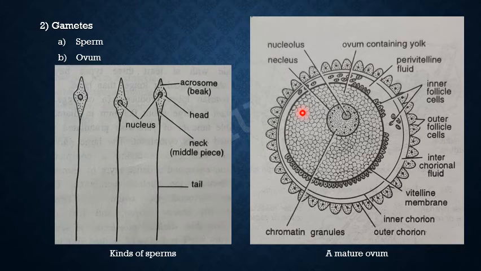The space also contains a large number of small-sized inner follicle cells, some floating in the fluid but mostly attached to the vitelline membrane. These cells nourish the ovum and secrete an enzyme which digests the chorion to facilitate hatching. The narrow space between the two chorions is filled with an interchorionic fluid. Attached to the outer surface of the outer chorion are many vacuolated large-sized outer follicle cells which serve to keep the ovum floating in water. So this was about the gametes, the sperm and the ovum.